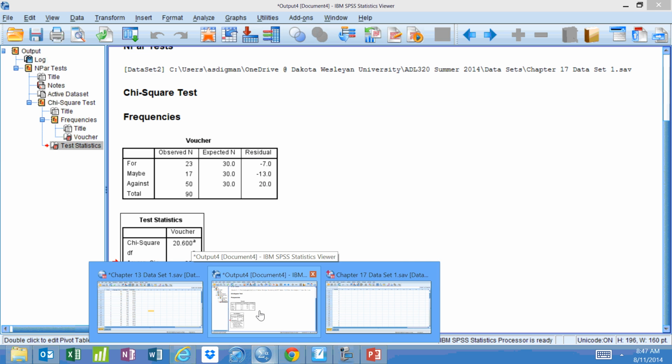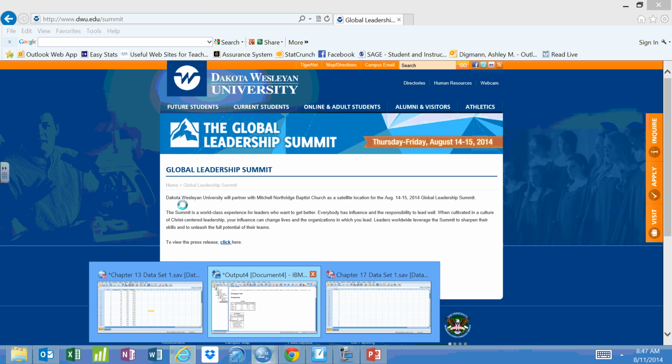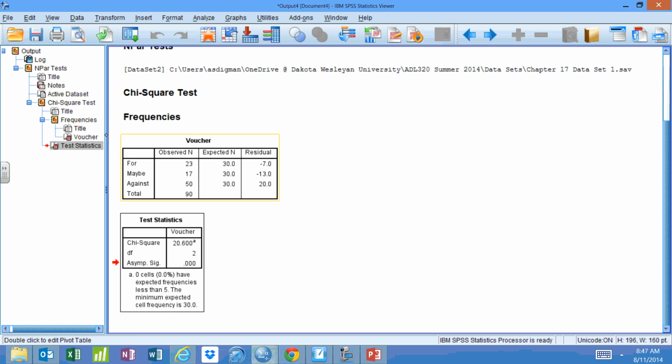The other thing we can look at is our voucher area here. And it tells us what our observed values were under each category, and what we would expect those to be in order for all our proportions to be equal. So if we were to equal everything out, we would expect each of these to have 30 people in them. And then our residual tells us how far away our observed counts are from our expected counts. So you take your observed minus expected. So the higher the residual, the farther that number is away from what we would expect. So obviously our against, we have a residual of 20. So that tells me there's probably a pretty good difference there because that level is so high.